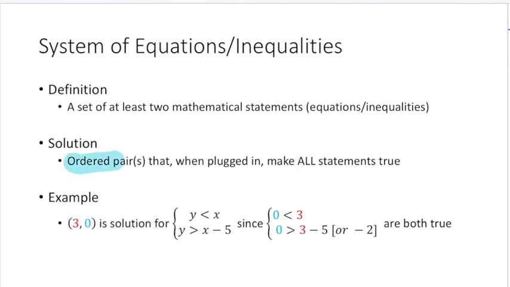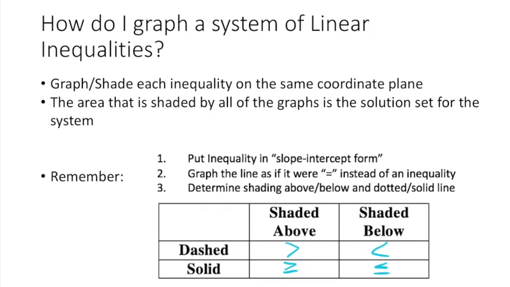Now, this may only be one ordered pair, or it could be an infinitely large collection of ordered pairs that can make each statement true. Anytime we're talking about the possibility of many solutions, we like the idea of a graph, as that is capable of showing many solutions. The process for graphing a system of linear inequalities is pretty straightforward. It's just going to depend on what we did in the last lesson.